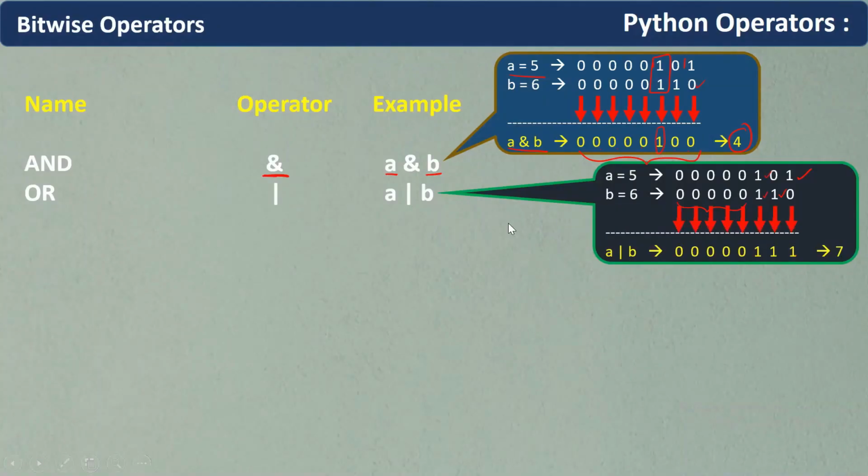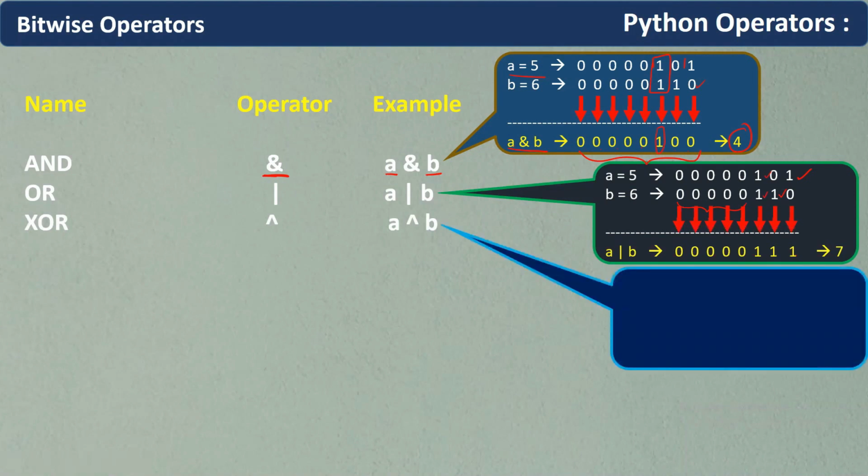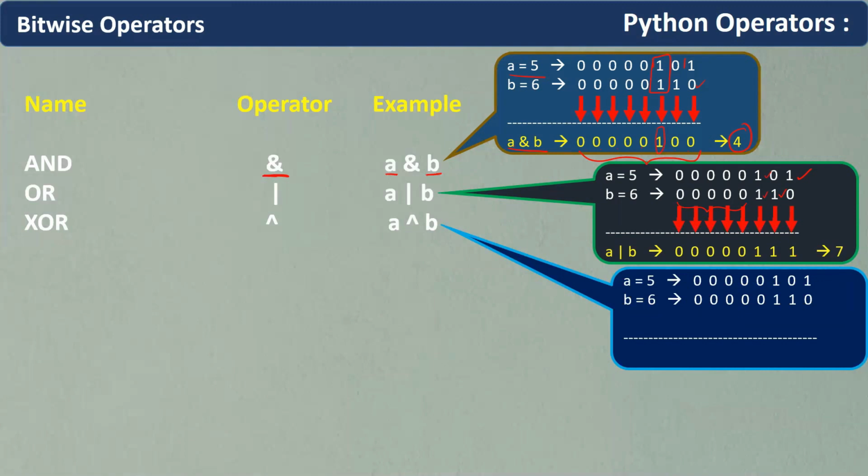Okay, and then the next operator is the XOR operator, the exclusive OR operator. What is the meaning of exclusive OR? Among the inputs, only one of the inputs has to be 1. Is it clear? If you want to understand this clearly, see here. For example, A equal to 5 and B equal to 6. If you perform XOR between A and B, what is the result? See here, in this input 1 and 0, only one of the inputs is 1.